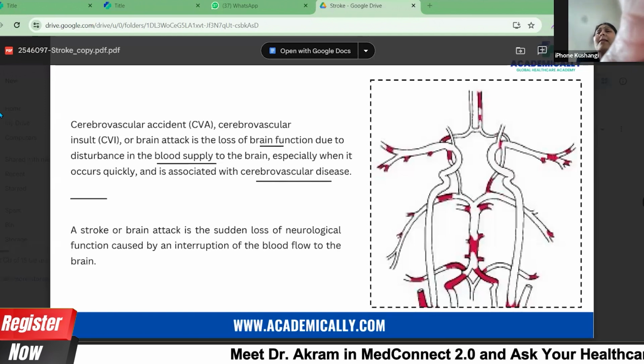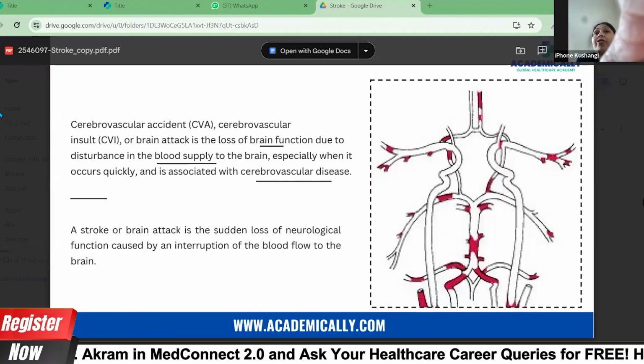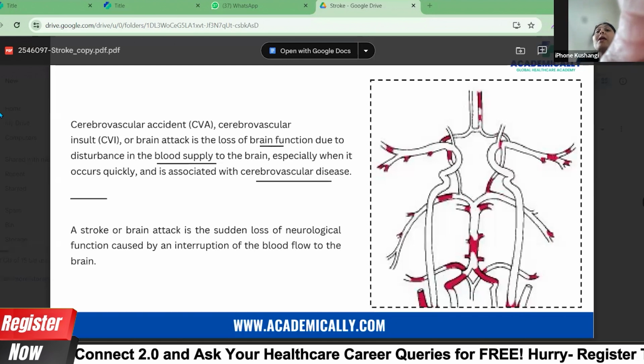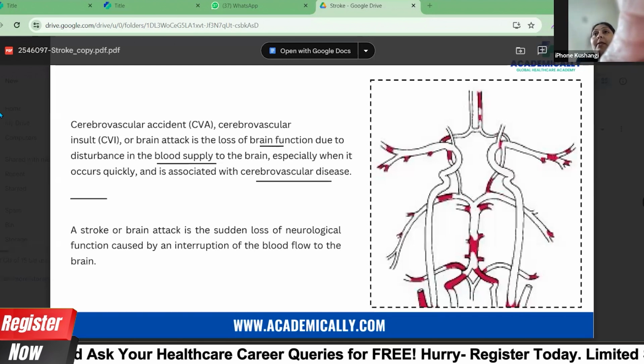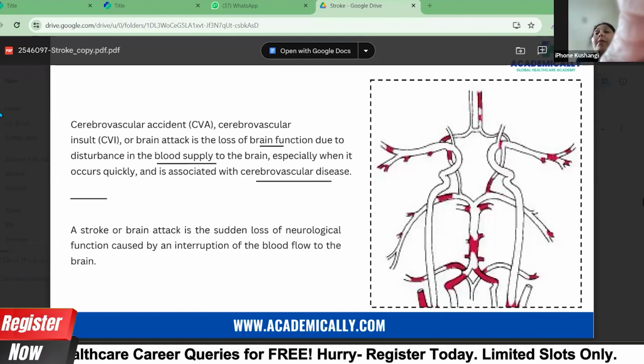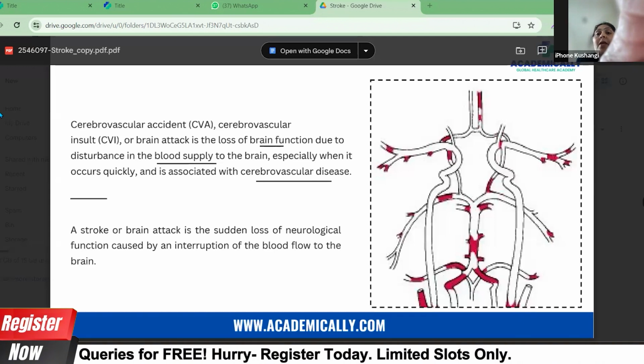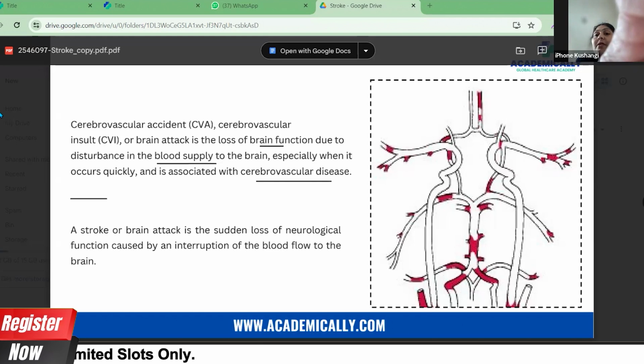In short, the cerebrovascular accident or the stroke is the loss of the blood supply to the brain. Thus, it stops or impairs the brain function. So it is a sudden loss of neurological function caused by an interruption of the blood flow to the brain. That's what stroke means.